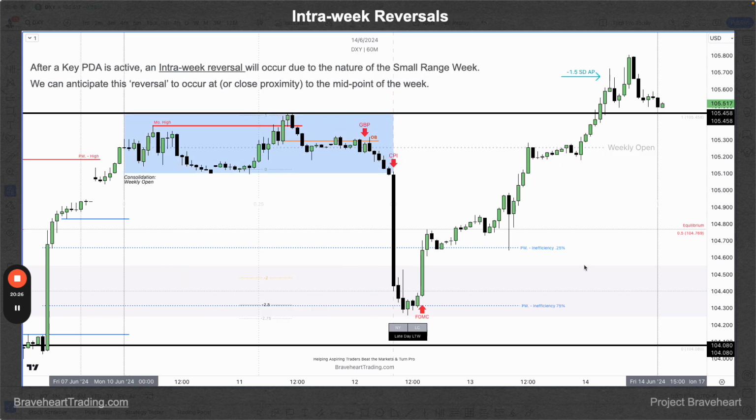Now let's get into the intra-week reversals. So this is what you expect to happen after the accumulation or consolidation. After the key PDRA is active, an intra-week reversal will occur due to the nature of the small week range.